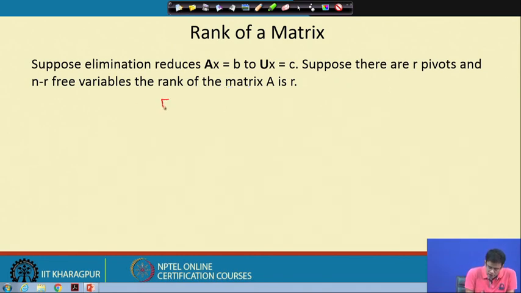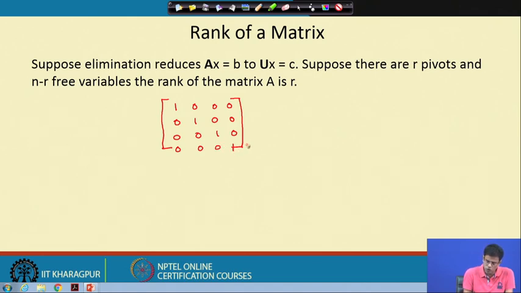The simple square matrix is the identity matrix. As I have discussed earlier, 1 0 0 0, 0 1 0 0, 0 0 1 0 and then 0 0 0 1. So now this is a 4 cross 4 matrix, so that means here n is actually 4. Now, how many variables does this matrix have? If I write the matrix vector equation, say A, B, C, D, so 4 variables.